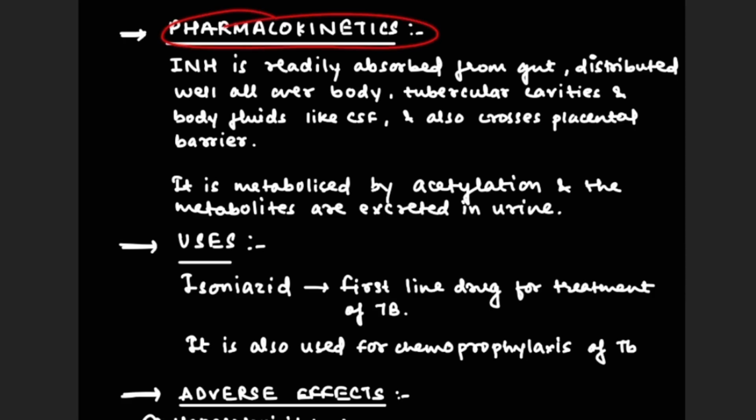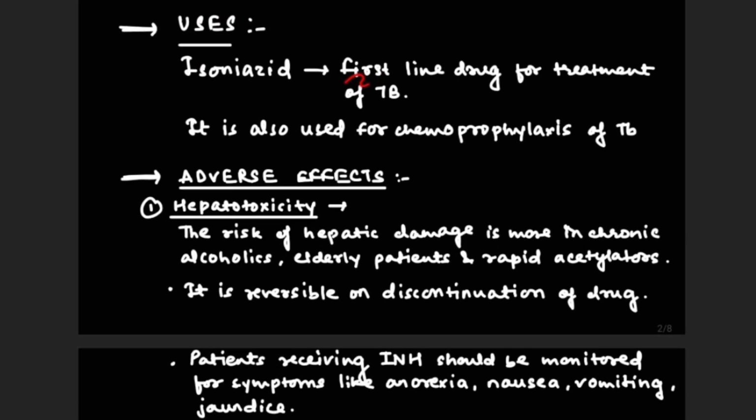Now we are going to see about pharmacokinetics. So INH is readily absorbed from the gut and it is distributed all over the body, as well as tubercular cavities and body fluids such as CSF and across the placental barrier, and it is metabolized by acetylation and metabolites are excreted in the urine. So this was all about pharmacokinetics. Now we are going to see about uses. So it is a first line drug which is used for the treatment of TB, as well as it is used as prophylaxis for TB.